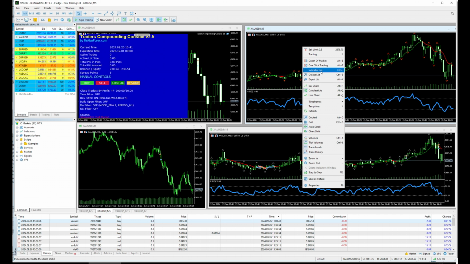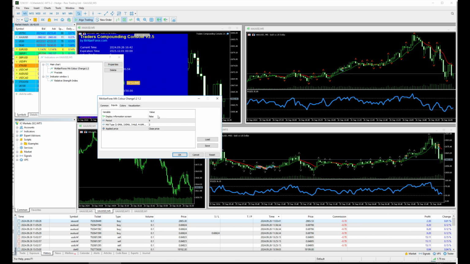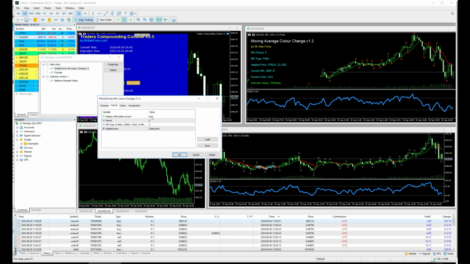In the latest version, you can turn on and off the display panel. It's actually quite annoying having it there, so someone suggested that we have a way where we can disable it. So that's what we've done. You can just right click on it, go to properties, and just take that off.